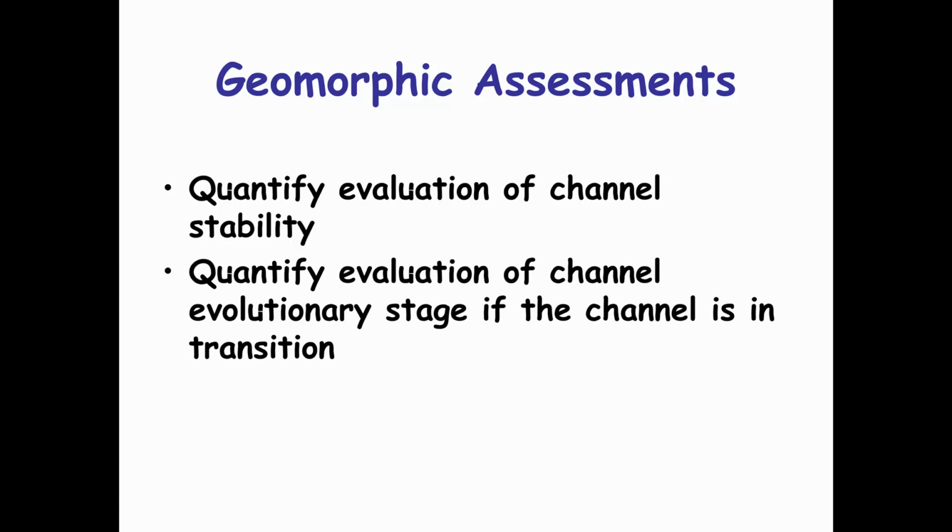And then to try to quantify the evolutionary stage of a channel, if it's in, let's say, poor condition or in transition, here it would be of interest to know what type of channel would be the equilibrium characteristic. The methodologies that have been prescribed by David Rosgen for channel evolutionary characterization would be useful in doing the geomorphic assessment to understand what's going on with the channel, whether it's in transition or not, and what the final stage should be.